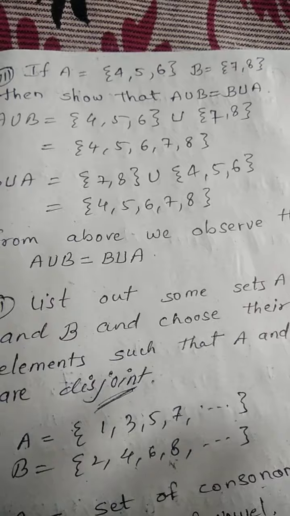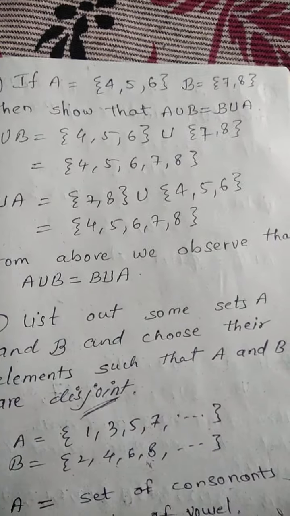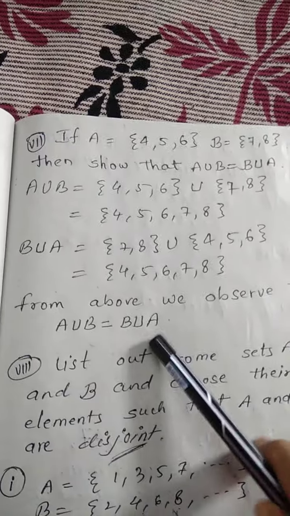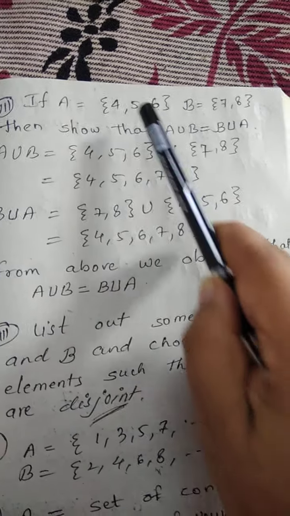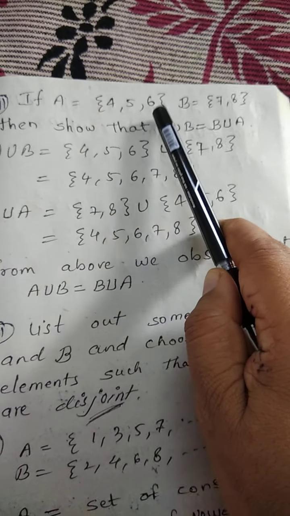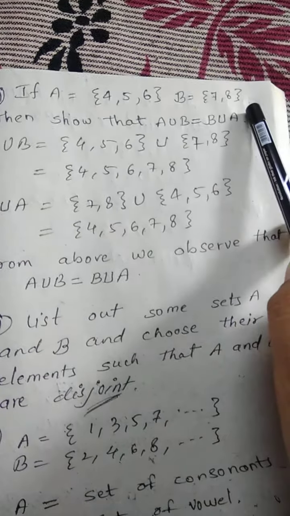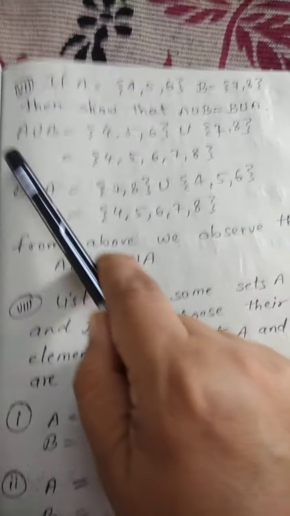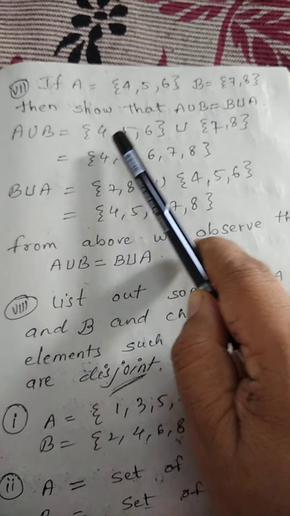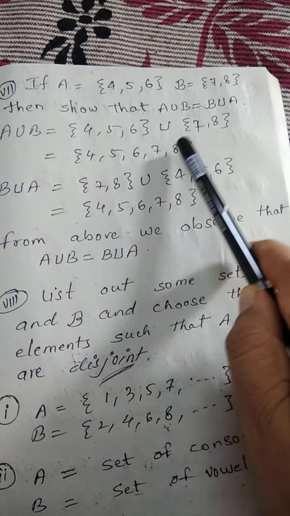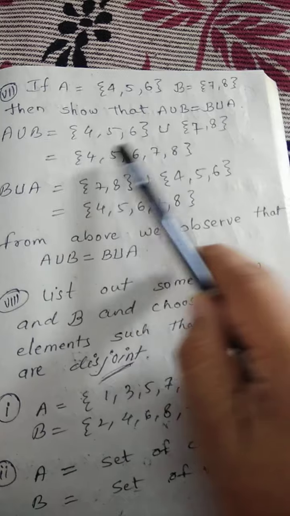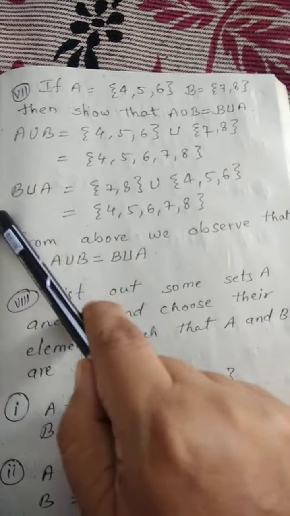Okay. Come to the next question, the seventh one. I hope you all understood union and intersection. Now you tell me how to solve this. Set A is given, set B is given. A is 4, 5, 6. B is 7, 8. A union B: set A is 4, 5, 6, then the union sign, then set B is 7, 8. Combine them. Then B union A, right?